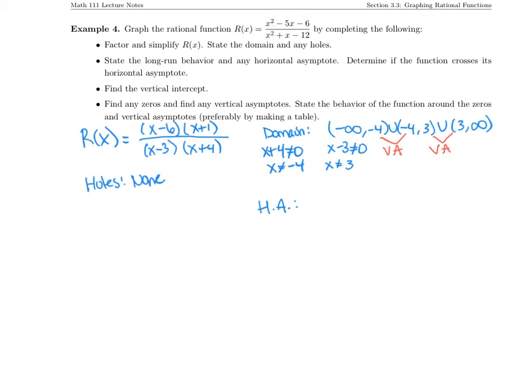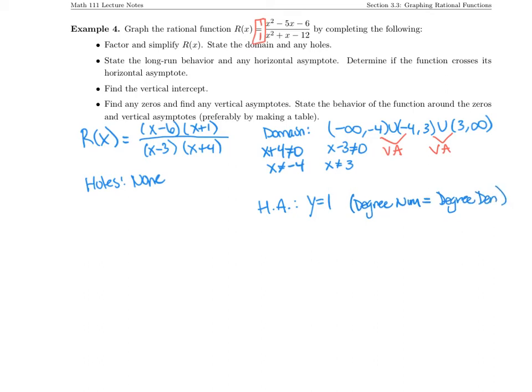So the degree of my numerator is equal to the degree of my denominator, which means I'm going to take a look at their leading coefficients, so 1 and 1, and find that ratio, so 1 over 1, meaning my horizontal asymptote is y equals 1. There we go. And remember, we found that because the degree of the numerator is equal to the degree of the denominator.